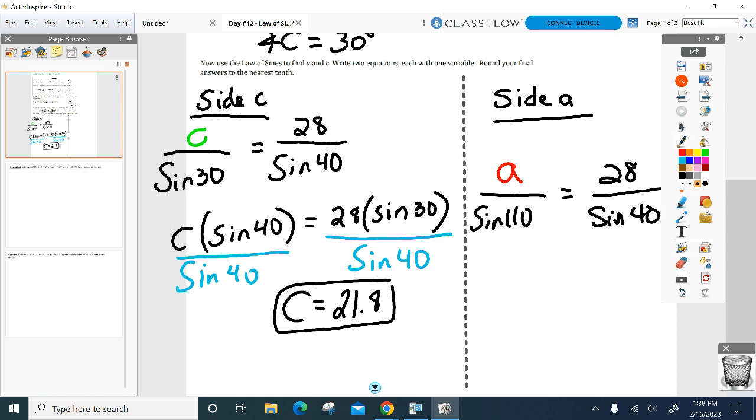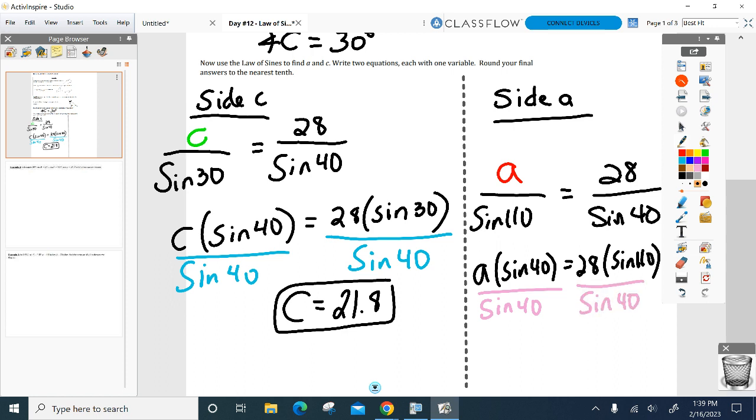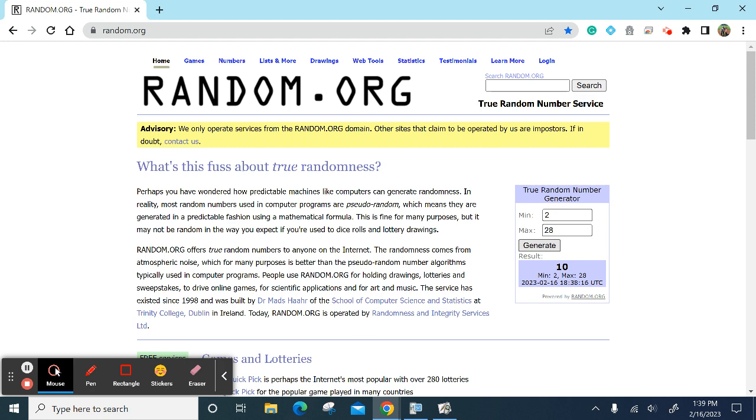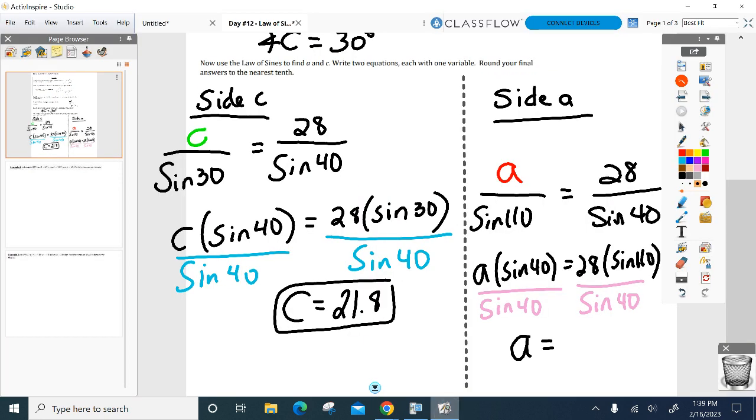Still cross multiply like usual. A times sine 40 equals 28 times sine 110. Still going to divide by sine 40. And make sure we're rounding to the nearest tenth. Take your time. Whenever you're ready, let me know.